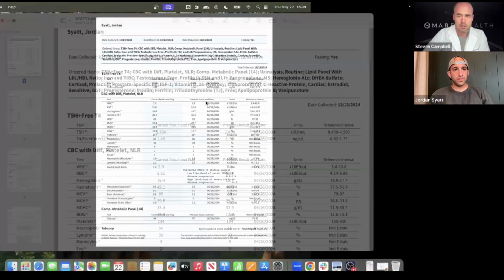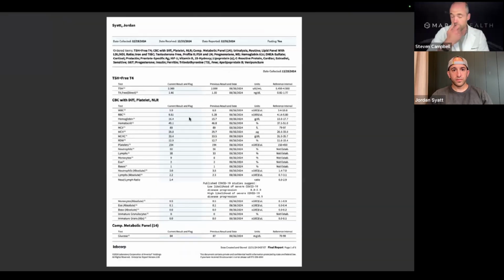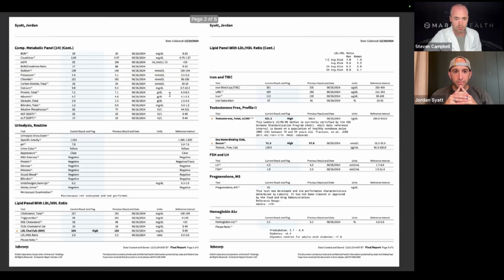Here's a copy of Jordan's labs, and it goes right to left. On the right side is the previous results from back in June of 2024, and then we have a December 2024 value on the left, some more recent. Some things I want to highlight for you to go along with what Jordan was mentioning.